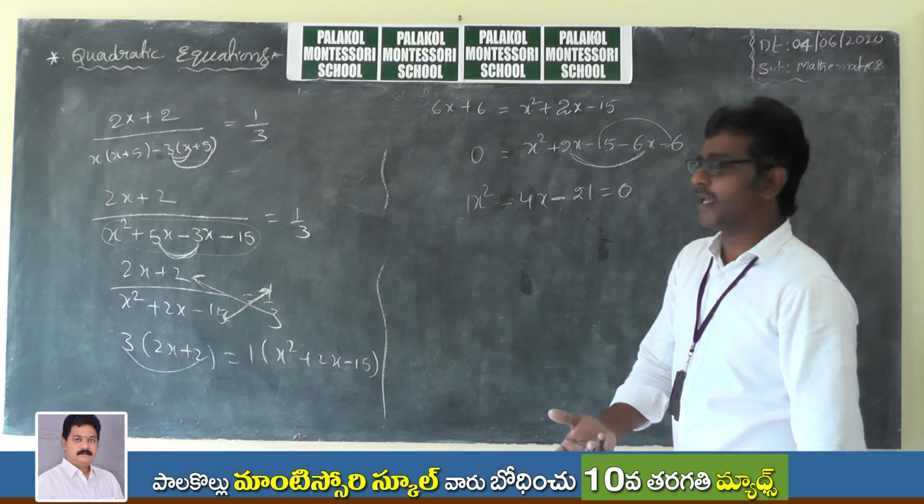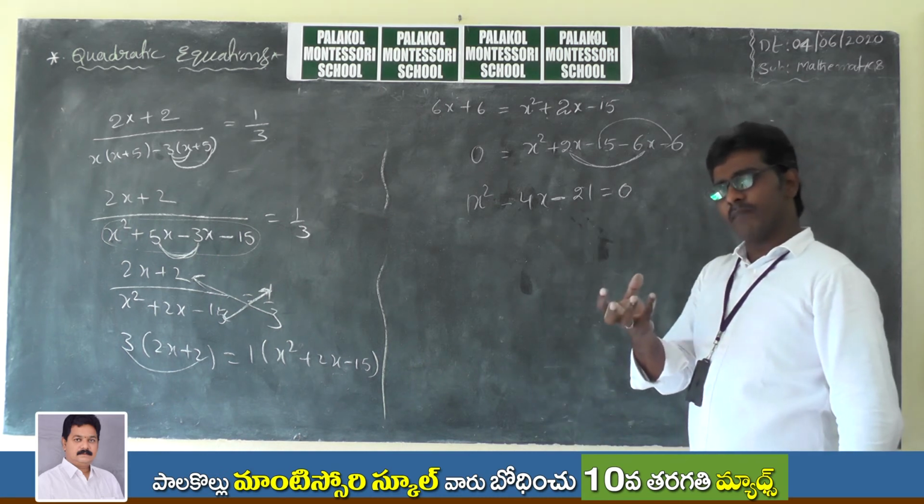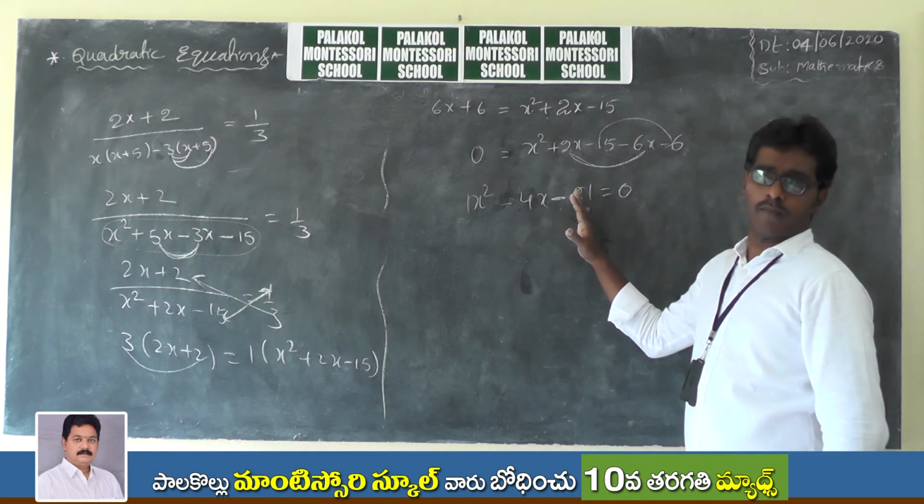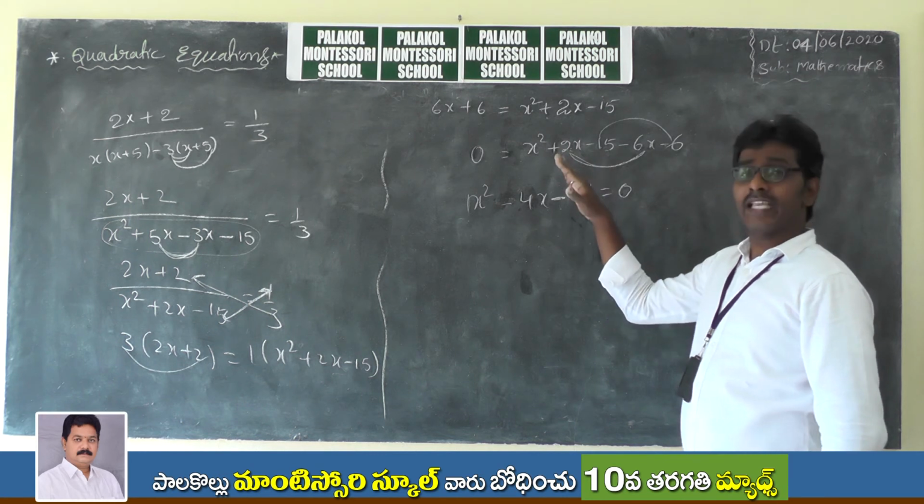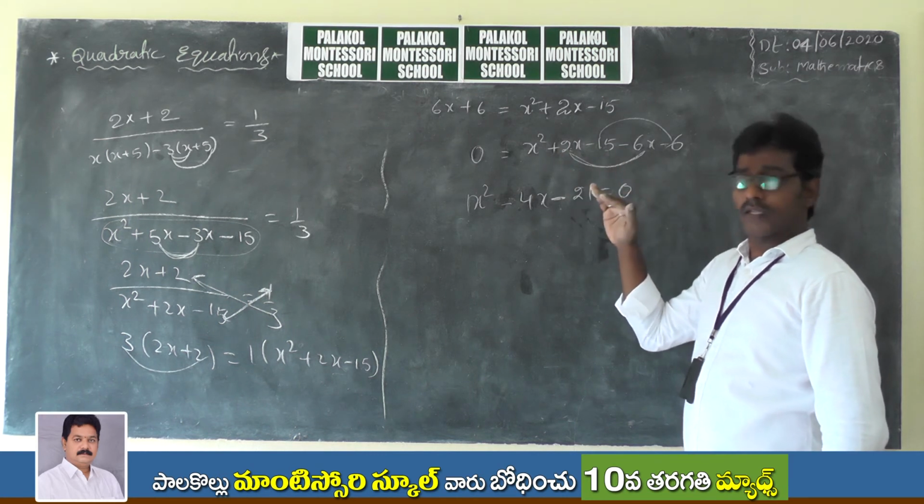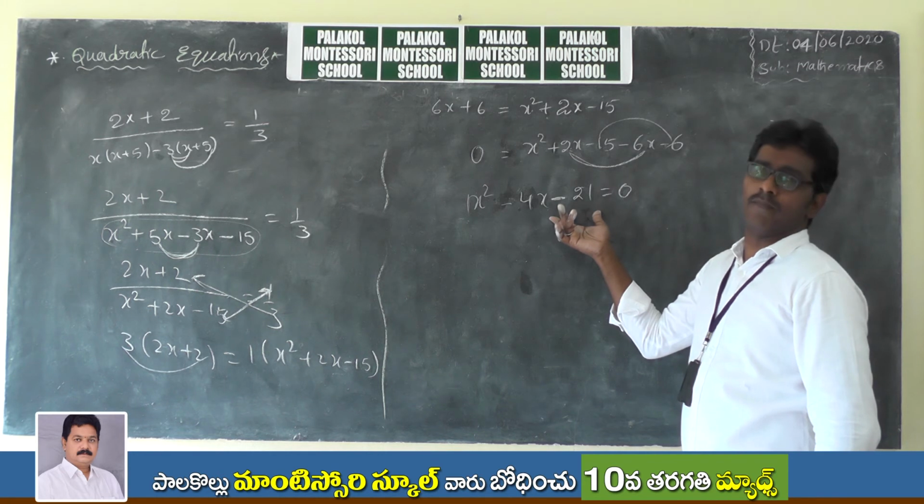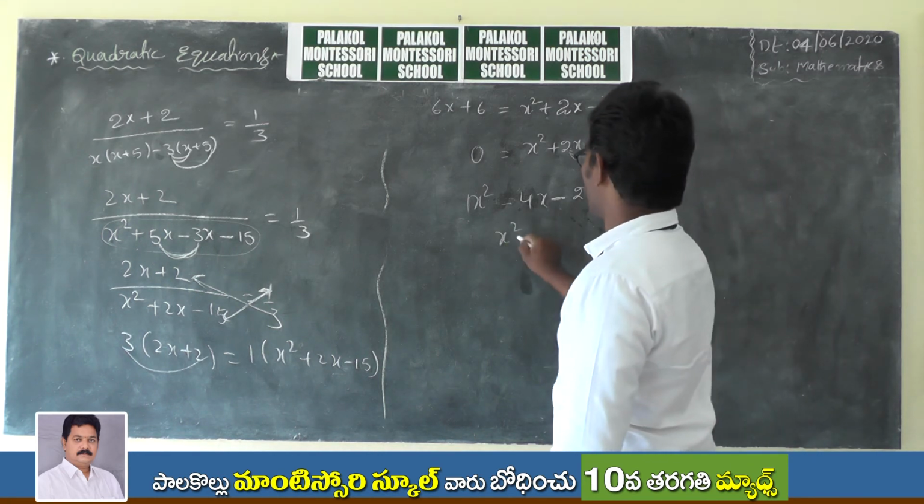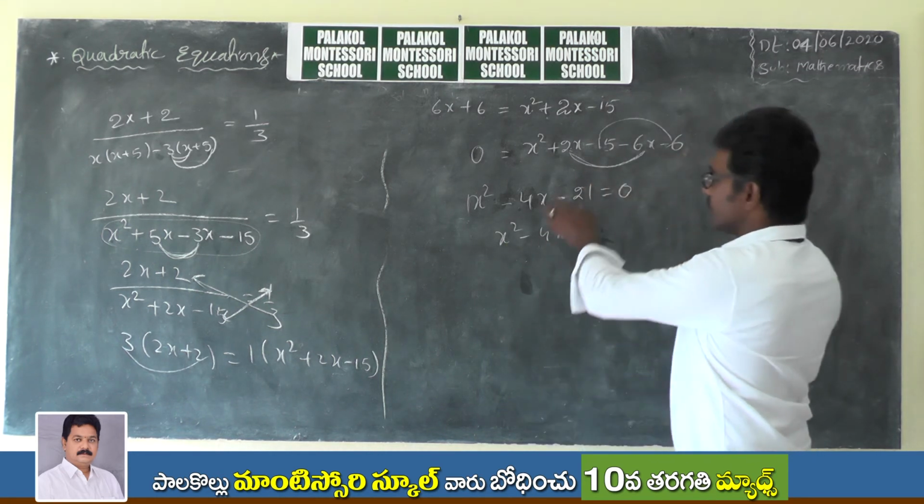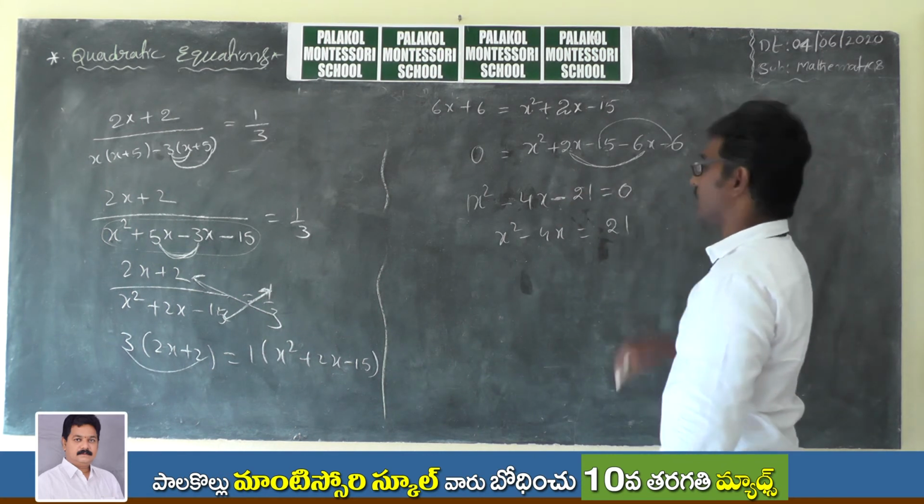Split the middle term method or completing square method, anyone you do, it's no problem. But in this subtopic it is the completing square method, that's why I apply the completing square method here. How? x square minus 4x is minus 21, send that side, plus 21.